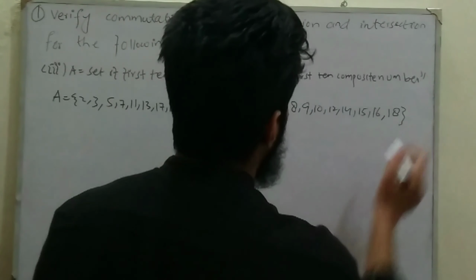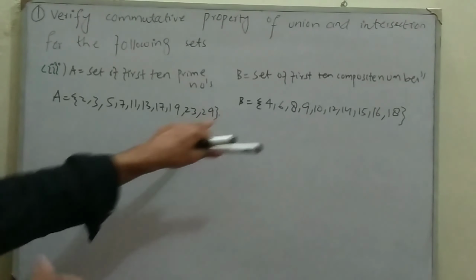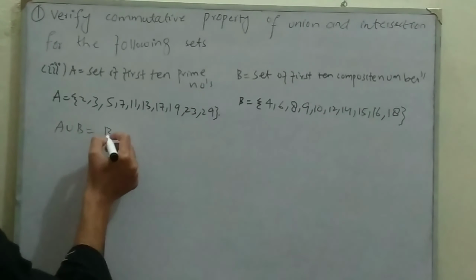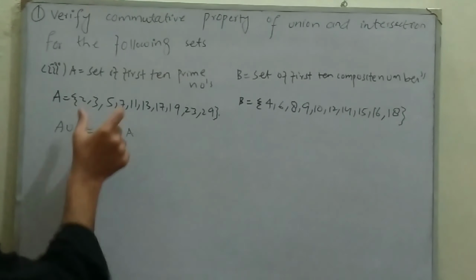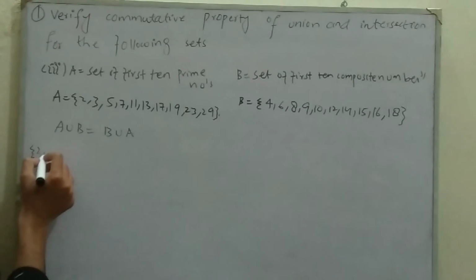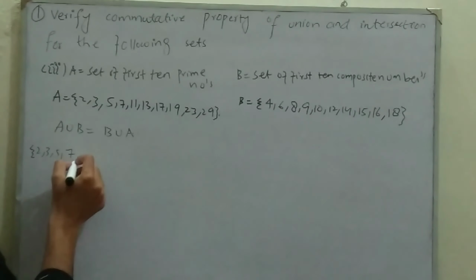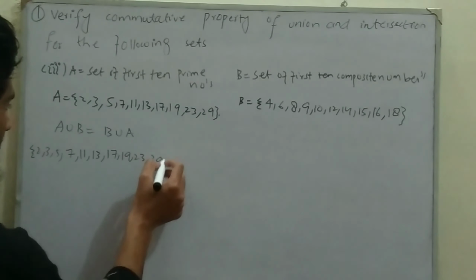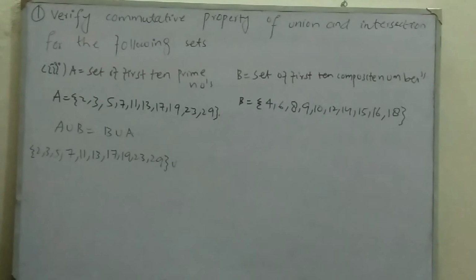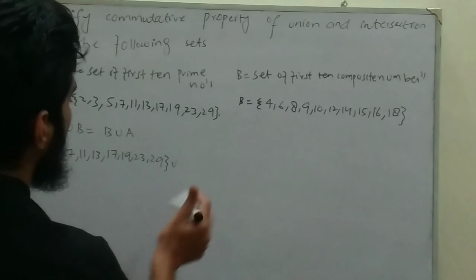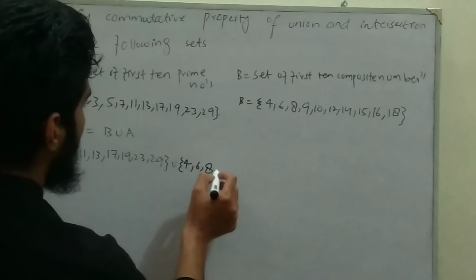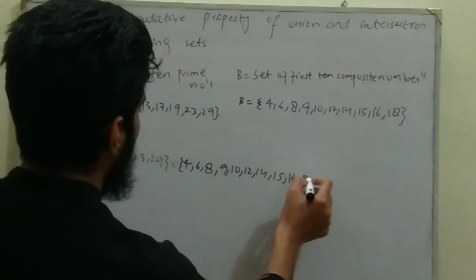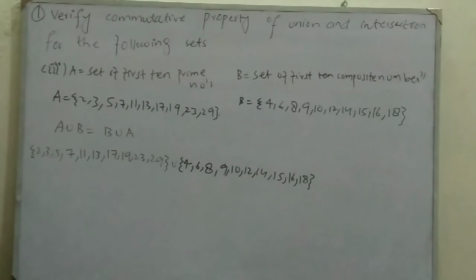Now we are going to verify the commutative property of union and intersection for these two sets. The commutative property of union is A union B will be equal to B union A. So A is 2, 3, 5, 7, 11, 13, 17, 19, 23, 29. Union B. B is 4, 6, 8, 9, 10, 12, 14, 15, 16 and 18. Now take the union of these two sets.